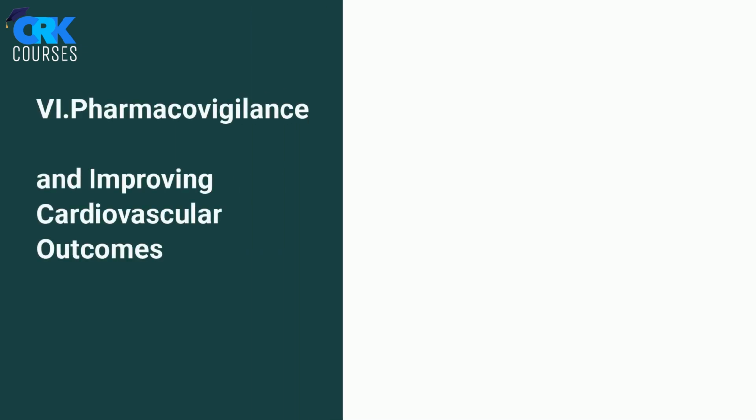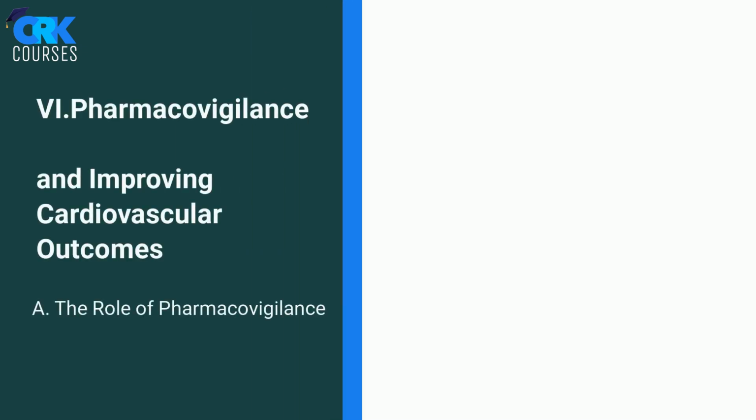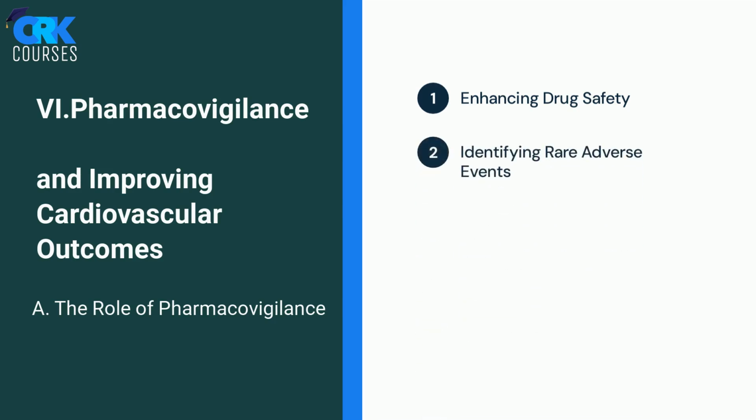Finally, let's discuss the role of pharmacovigilance in improving cardiovascular outcomes. Pharmacovigilance plays a pivotal role in monitoring the safety of anti-hypertensive medications and other cardiovascular drugs. By systematically collecting and analyzing data on adverse drug reactions, pharmacovigilance centers can identify potential safety concerns and take appropriate actions to mitigate risks. Through pharmacovigilance, we can identify rare adverse events that may not be evident during clinical trials due to limited sample sizes.